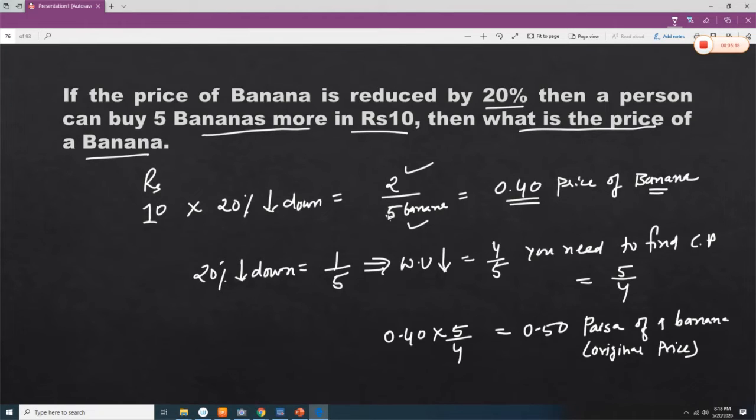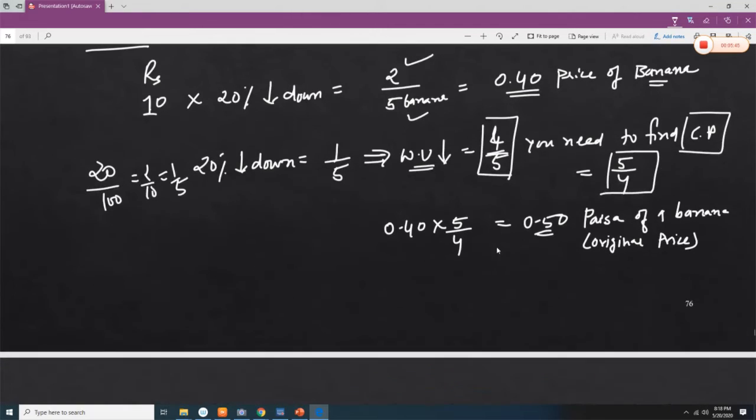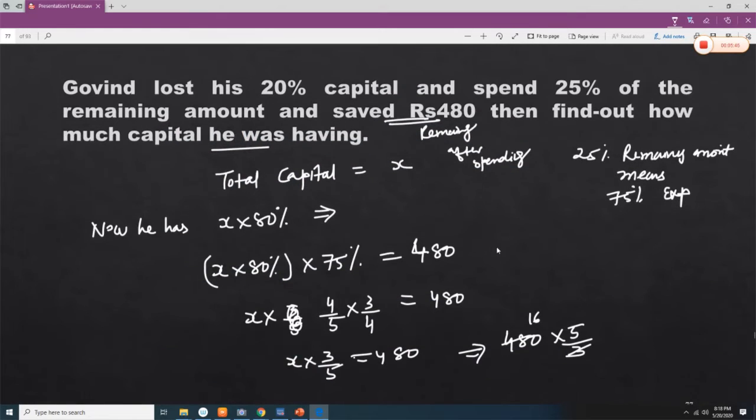Now 20% down means 20% is 20 over 100, 2 over 10, which is equal to 1 over 5. Now you have to find out the whole value of 1 over 5. It is decreasing, so 5 minus 1, that is 4 over 5. This particular thing you have to find out the CP, so you have to flip this figure. So it is 5 over 4. So 0.40 into 5 over 4 means 0.50 paisa of a banana is the original price.